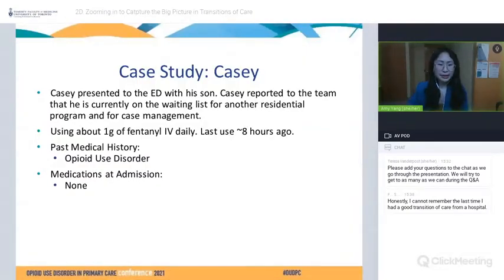So Casey presented to the Emerge with his son. He reported to the team that he is currently on the waiting list for another residential program, as well as for case management. Casey reported using approximately 1 gram of fentanyl IV daily, with last use being approximately 8 hours ago. Past medical history includes opioid use disorder and no medication at admission.